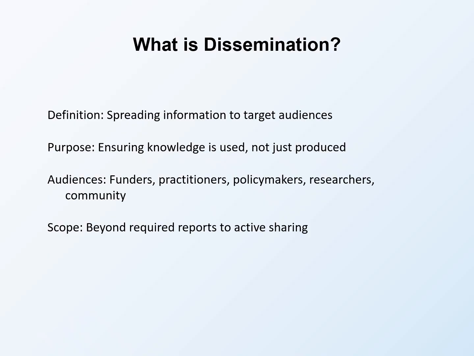Dissemination involves strategic information sharing. The definition is spreading information to target audiences. Dissemination is active, not passive. It means deliberately getting information to those who need it. Purpose is ensuring knowledge is used, not just produced. Evaluation produces findings. Dissemination ensures they matter. Without dissemination, evaluation is incomplete.